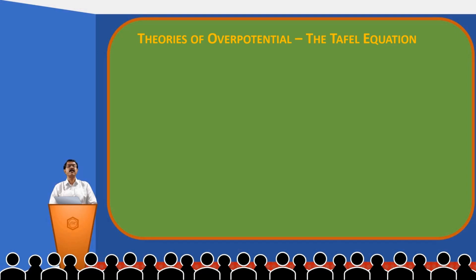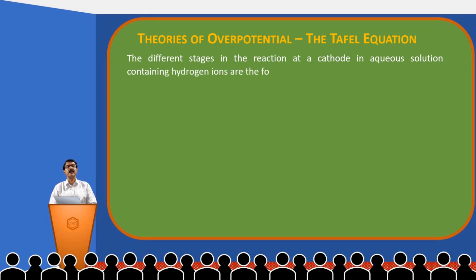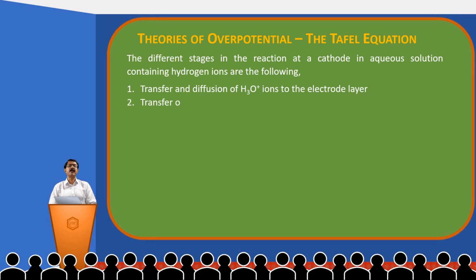Now let us examine the different stages in the reaction at a cathode in an aqueous solution containing hydrogen ions. The first process will be the transfer and diffusion of H3O+ ions to the electrode layer. H+ remains as H3O+ ions in solution. Next is the transfer of these ions or protons to the cathode.